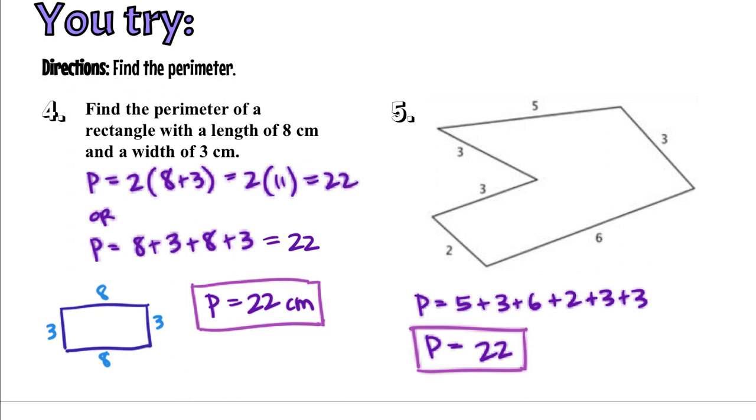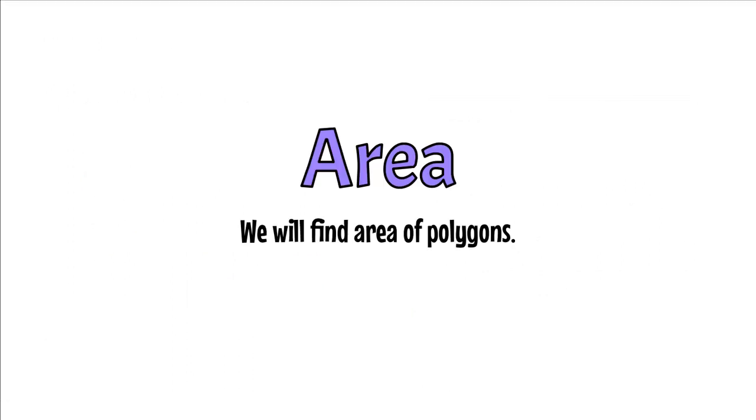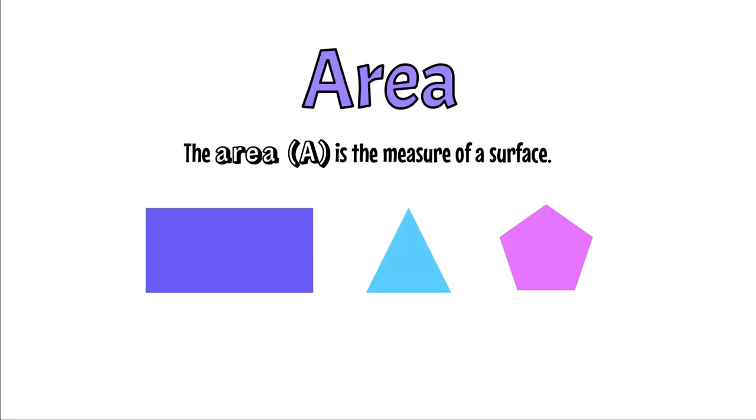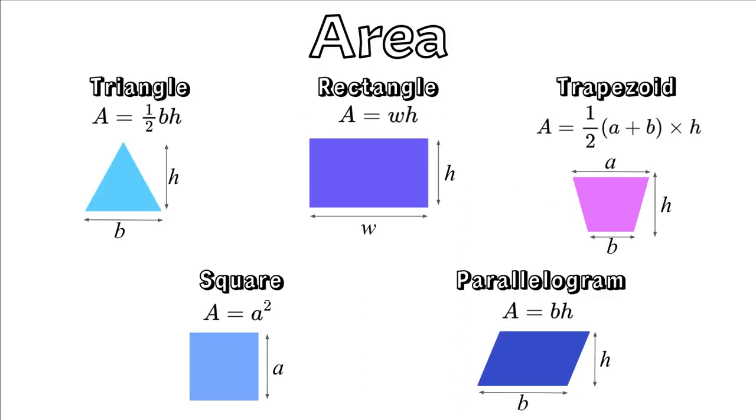Let's move on to area. In this next section of the video, we are going to find area of polygons. The area of a polygon is simply the measure of a surface. As you can see from the diagrams, each different shape has a different formula for area.